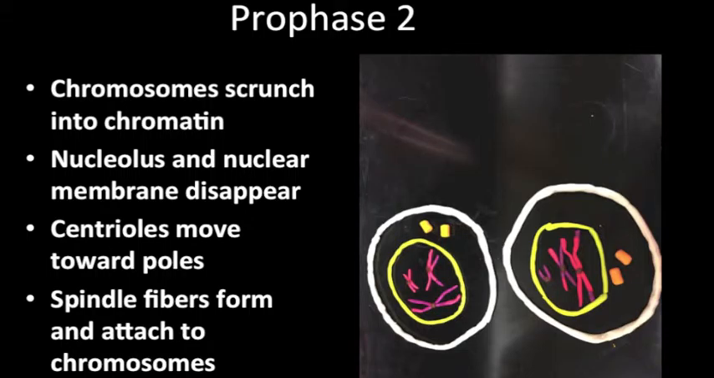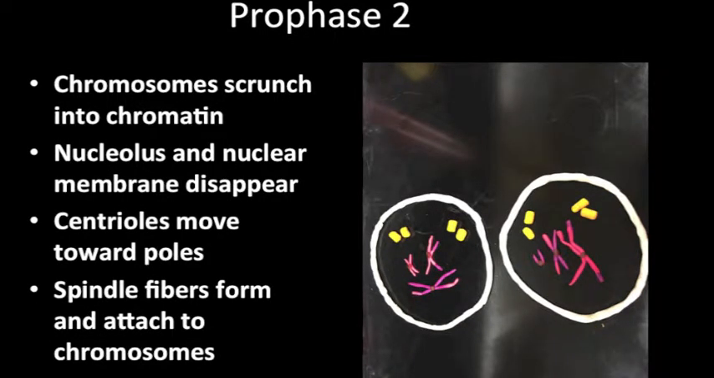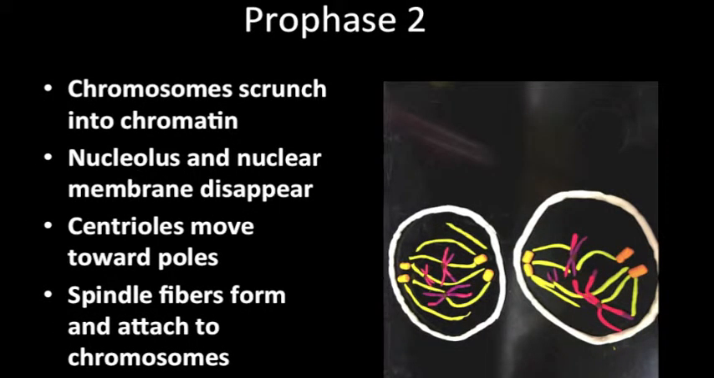After interkinesis, the secondary spermatocyte begins prophase II of meiosis II. During prophase II, chromatin condenses into chromosomes. The nuclear membrane and the nucleolus disintegrate. Centrioles move to the poles. Spindle fibers form and attach to the chromosomes.